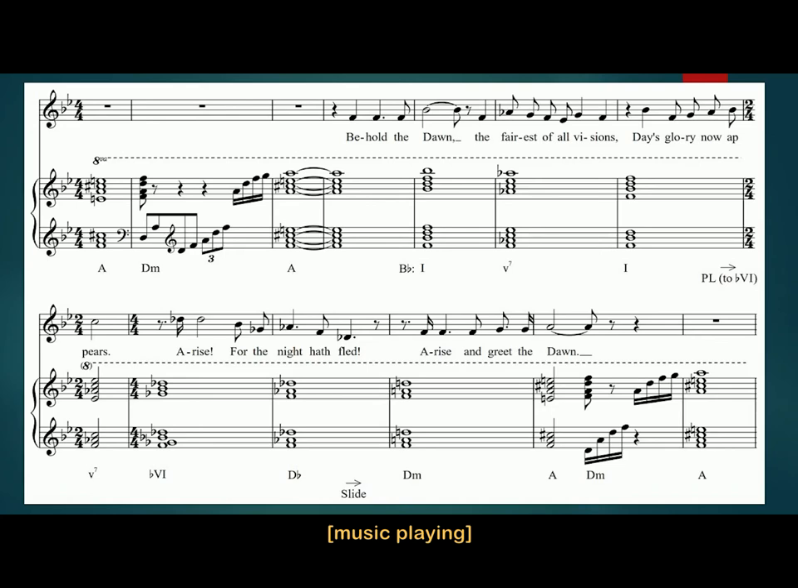Arise, for the night hath fled. Arise and greet the dawn.